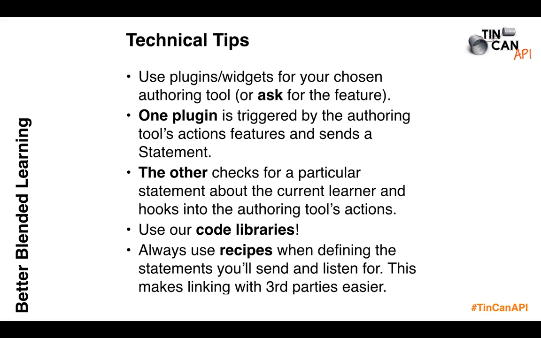And the way this would work is you might have one plugin that's triggered by the authoring tool's actions features and sends a statement. So the learner clicks on something in the authoring tool, that feeds into the whole action system, and then that spits out a TinCan statement. And then you've got another plugin that listens for a TinCan statement. When it sees that particular statement, the learner did this particular thing, it then plugs into the action system and causes something to happen, whatever your authoring tool allows to happen. So we're not reinventing the wheel here. We're using existing features of the authoring tool. We're just plugging TinCan in. Again, use our code libraries, use our recipes, and whatever you're doing, always use code libraries and always use recipes.